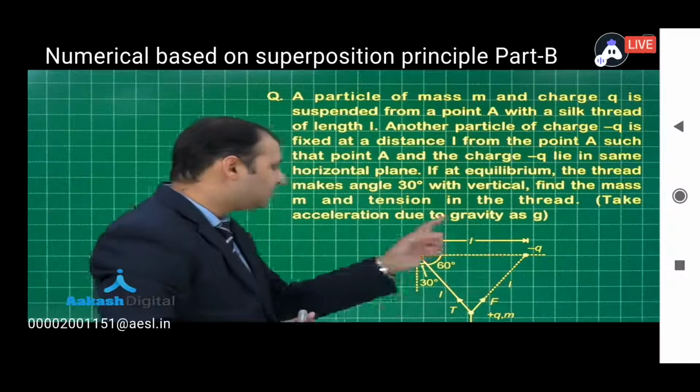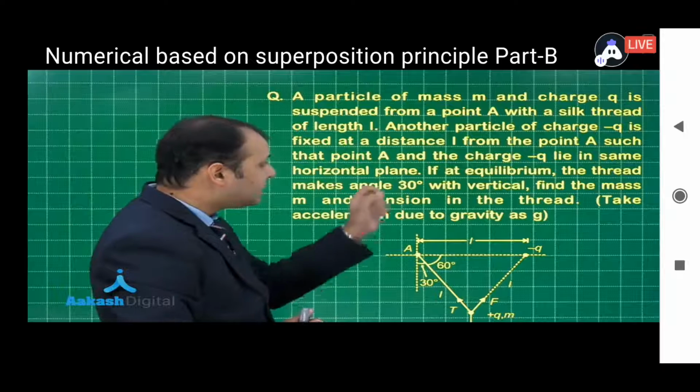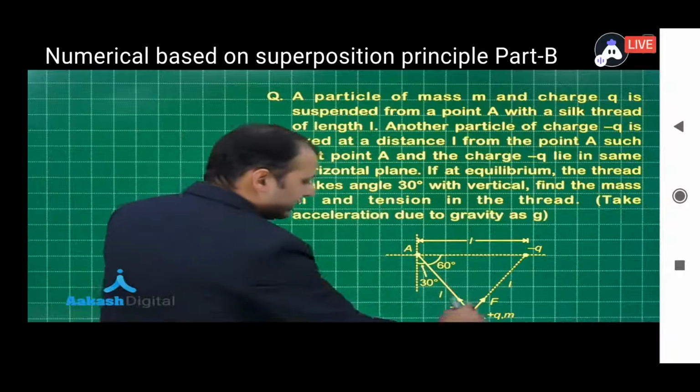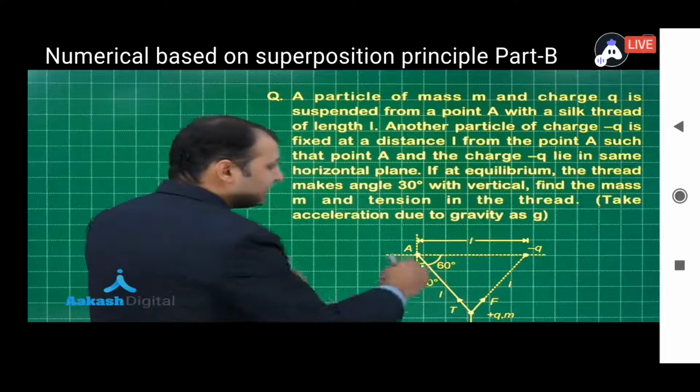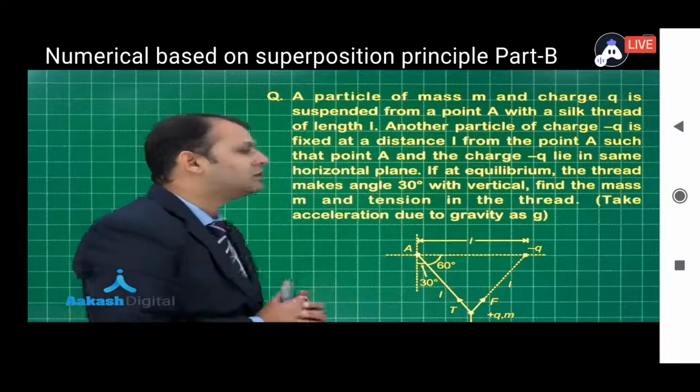The charge q and point A are such that they are lying on a horizontal plane. So this minus charge q and A is lying on a horizontal plane, and the thread makes an angle 30 degree with the vertical. So this is the thread at which the mass is suspended. It is making angle 30 degree. We have to find the value of m and the tension in the thread.